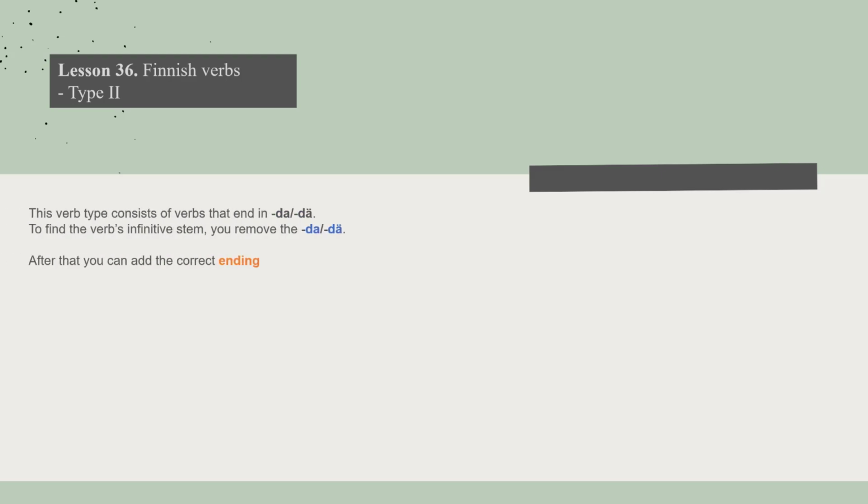In this lesson, we are going to learn the verb type 2. This type consists of verbs ending in -da or -dä. To get the infinitive stem of the verb, you need to remove the -da or -dä from the end. After that, you can add the correct ending. Notice that the third person singular does not have an ending at all. Here is one example.